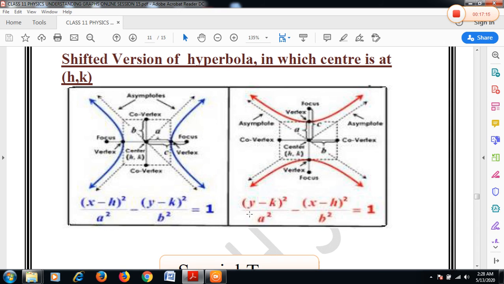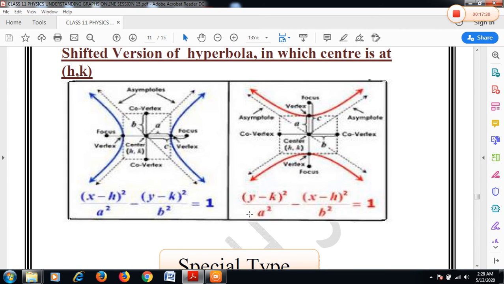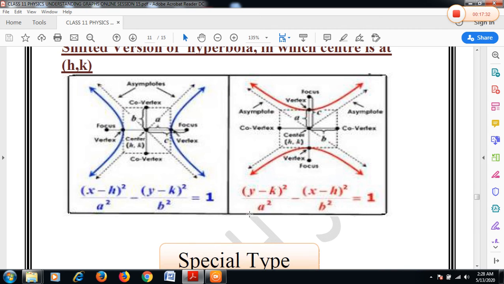Okay, here only remember that everything remains the same as the non-shifted version, all the points will be the same, only the center has been shifted from (0, 0) to (h, k). All the lengths will also be the same, only the coordinates will be different.